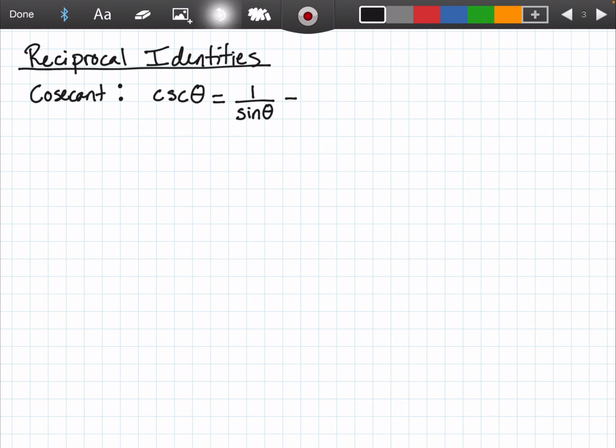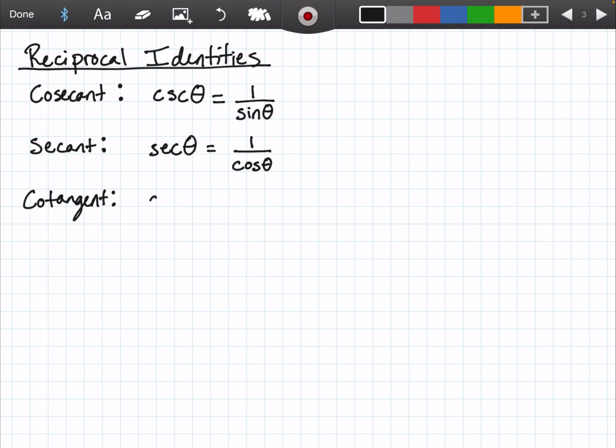We'll wait on that. We also have secant, which is written shorthand by SEC. Secant is the reciprocal of cosine. And here's one that makes sense. Cotangent, written shorthand as cot, which is the reciprocal of tangent.